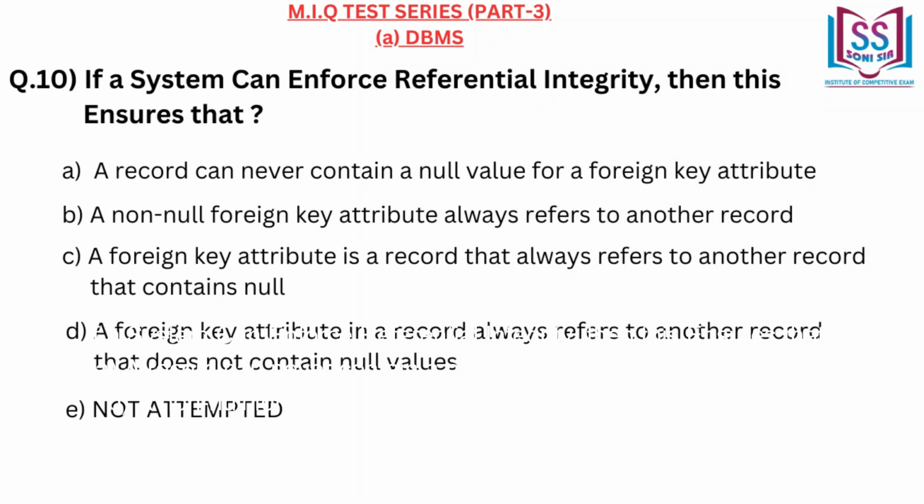If a system can enforce referential integrity, then this ensures that: A. A record can never contain a null value for a foreign key attribute. B. A non-null foreign key attribute always refers to another record. C. A foreign key attribute is a record that always refers to another record that contains null. D. A foreign key attribute in a record always refers to another record that does not contain null values.